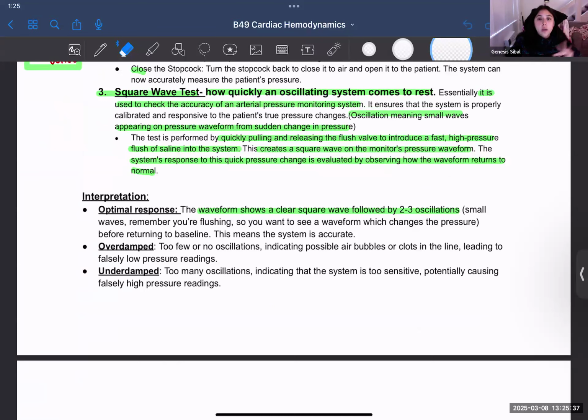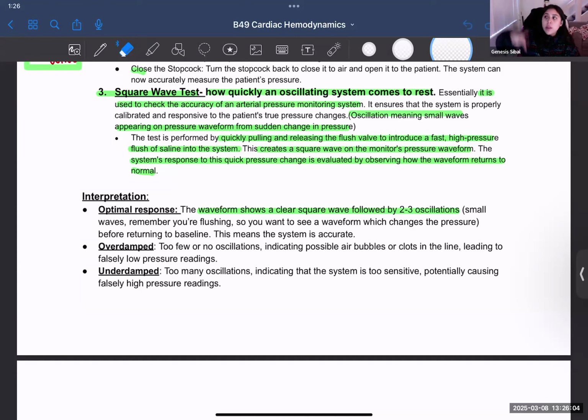So how do you know that it's working? You can even see it when they're doing it. The test that they do is by quickly pulling the flush valve. You know that there is saline running through the tubing system, right? So if I press this flush valve, it produces that saline, almost like a saline flush. So you're just pulling this little flush valve.